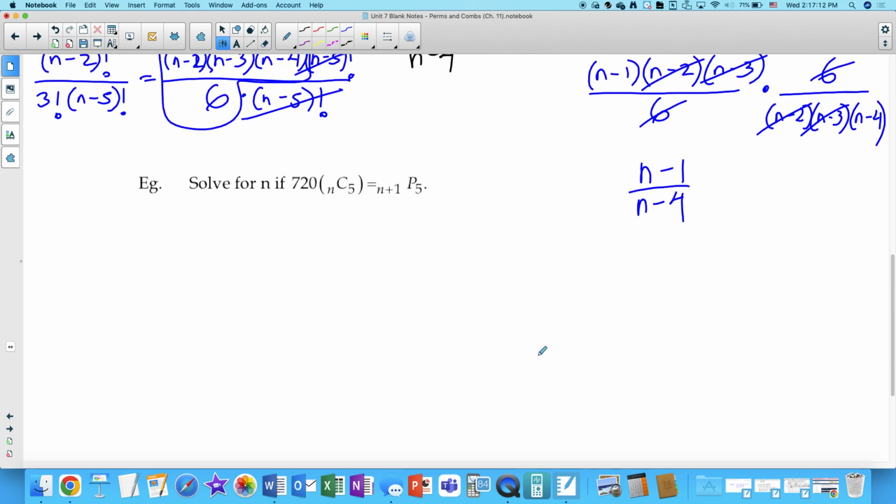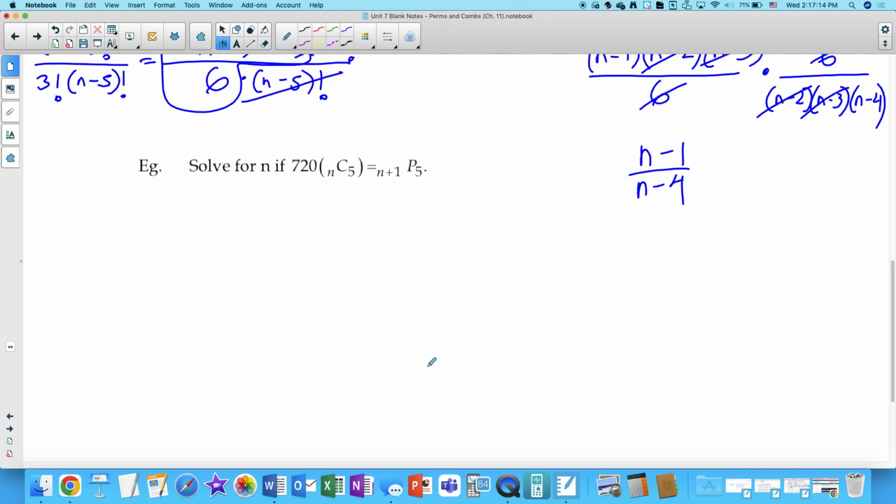This is actually an equation. So here what we're doing, we have an equation, solve for n, if 720 times n choose 5 is equal to n plus 1 P 5. Okay, so here we're not simplifying an expression, we're solving for an unknown because there's an equal sign there.